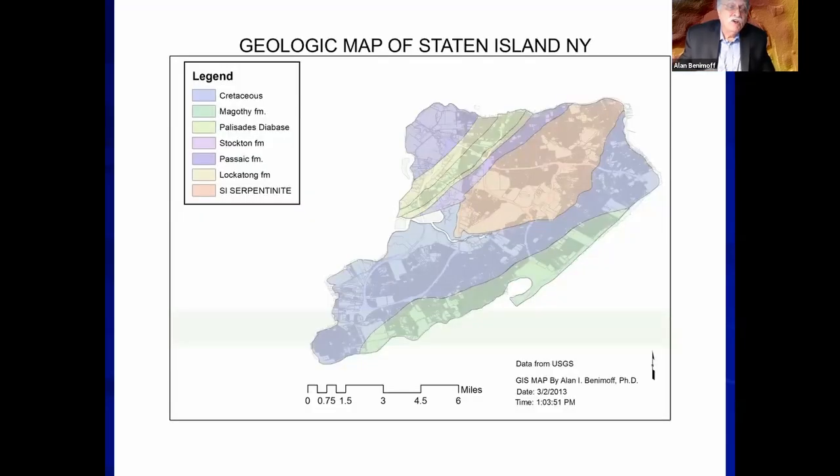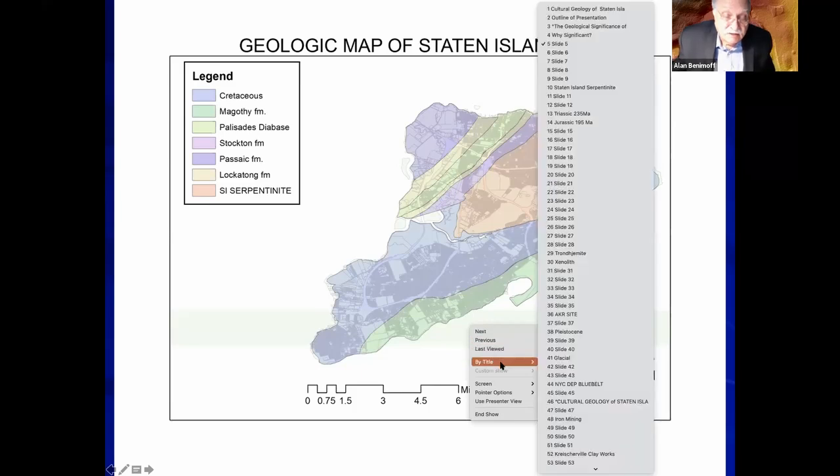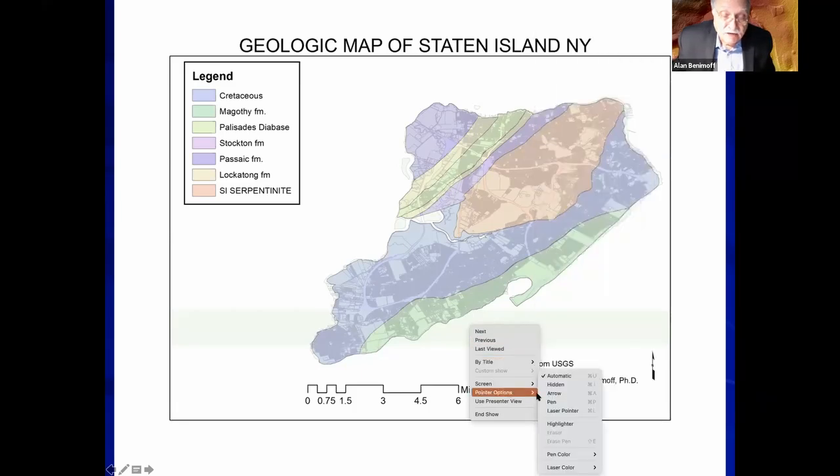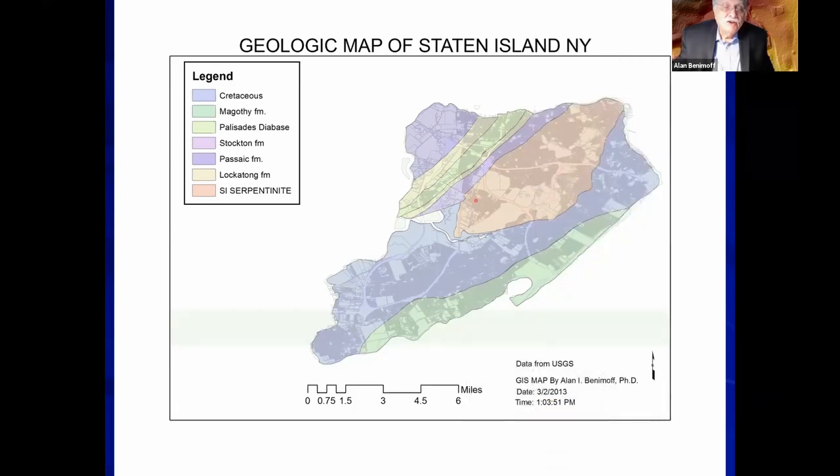So anyway, we'll start with this map that I took the data from USGS in the state of New York. And if we take a look at this, let me just get my pointer here. So here's the island right here. Here's the scale right here. And right here is the Staten Island serpentinite, makes up the hilly part of Staten Island. Highest elevation is around 411 feet above sea level.